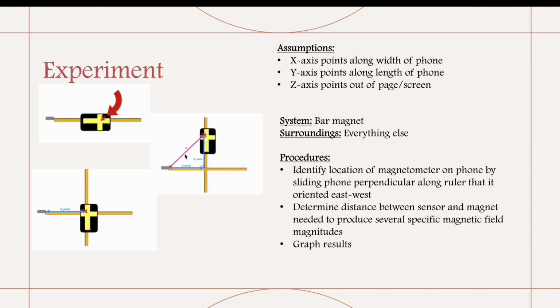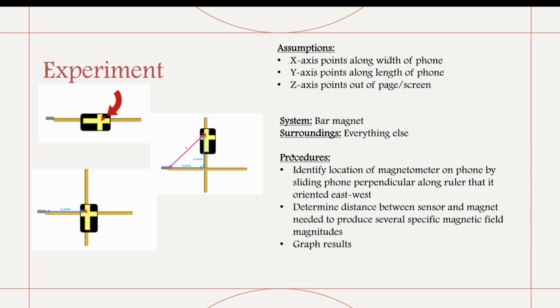So here's a quick visual of the experiment. Some assumptions that we're going to start with is that the x-axis points along the width of the phone, the y-axis points along the length of the phone, and the z-axis points out of the page or the screen. Also, we are going to take our system to be the bar magnet and then our surroundings to be everything else around it. So here we see our bar magnet, we've got a ruler right here, or a meter stick, then we have our phone.